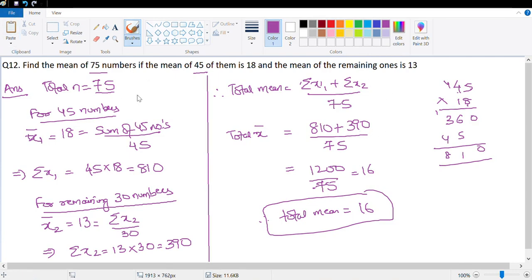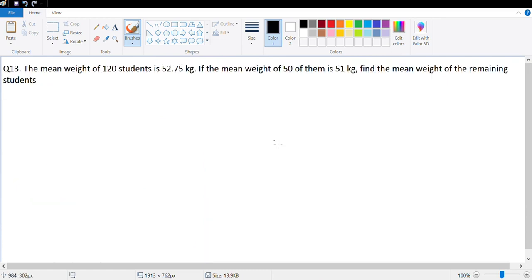Good, let's look at the next question. The next question that we are doing is question number 13. It says the mean weight of 120 students is 52.75 kg. If the weight of 50 of them is 51 kg, find the mean weight of the remaining students. A similar question as last time. So let's look at this. Okay, so for all students, which is n is equal to 120.